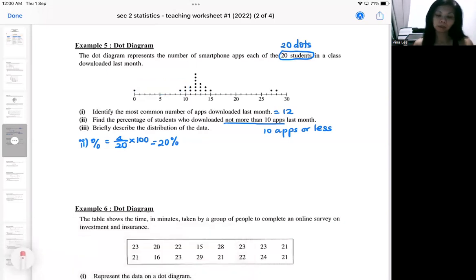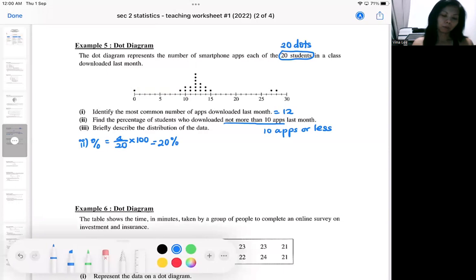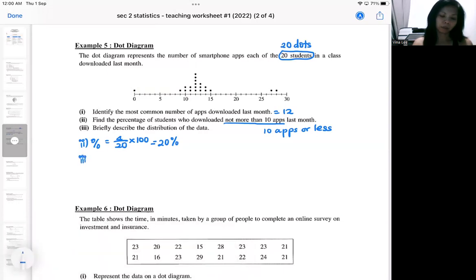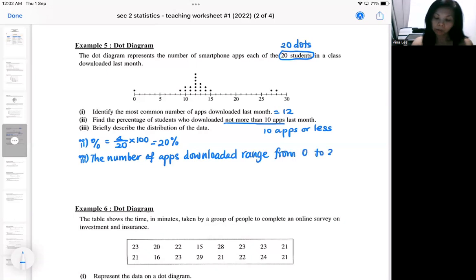The next one, we need to describe the distribution. When we want to describe the distribution, what are we describing? We are trying to describe the range, that means the biggest to the lowest. That can be one way. So the number of apps downloaded ranges from 0 to 28.